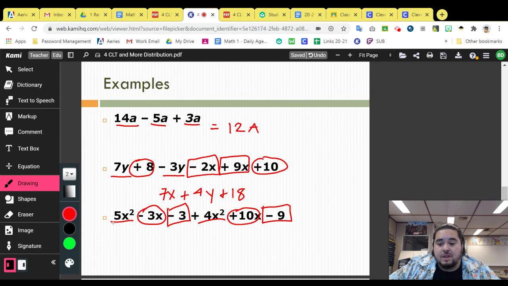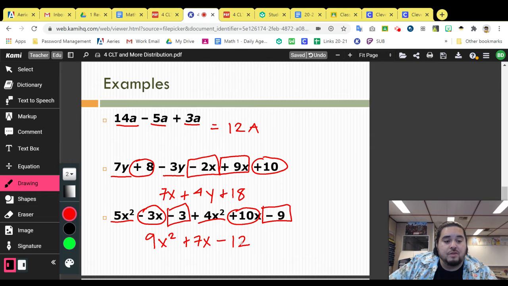So I have 5x squared, that's going to go first. And then I have 4x squared, so 5 and 4 together, they're both positive. That makes 9x squared. Okay, and then I have negative 3x and positive 10x, so tug of war. There's more positive, so that's going to be positive 7x. And then I have a negative 3 and a negative 9. That's going to make a big pile of negatives. They go together to make negative 12. Okay, and that's all the combining like term stuff that we need.